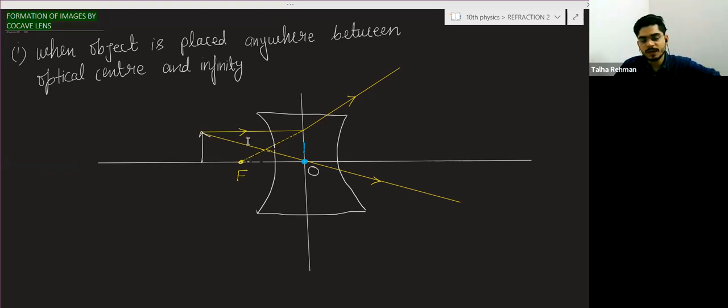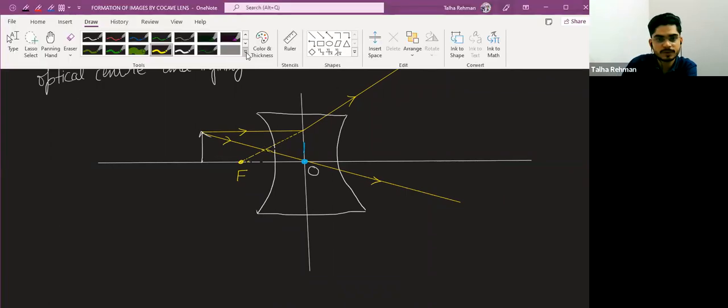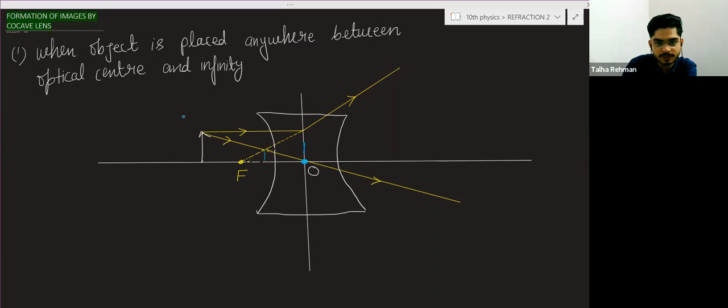And another ray from this object will go to the optical center, and it will go straight. Here both the rays will meet, so here the image will form. The image will form here. So this is the image. This is your object.